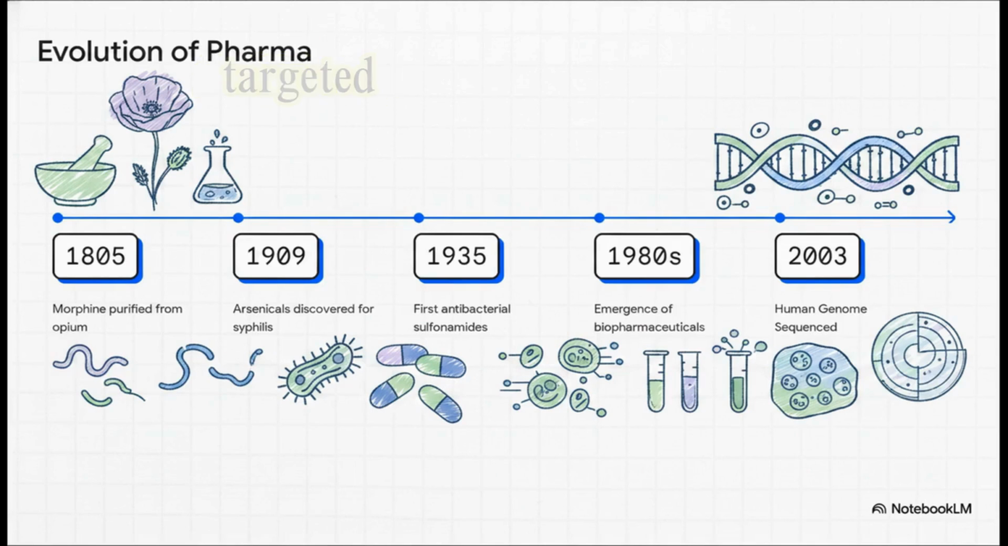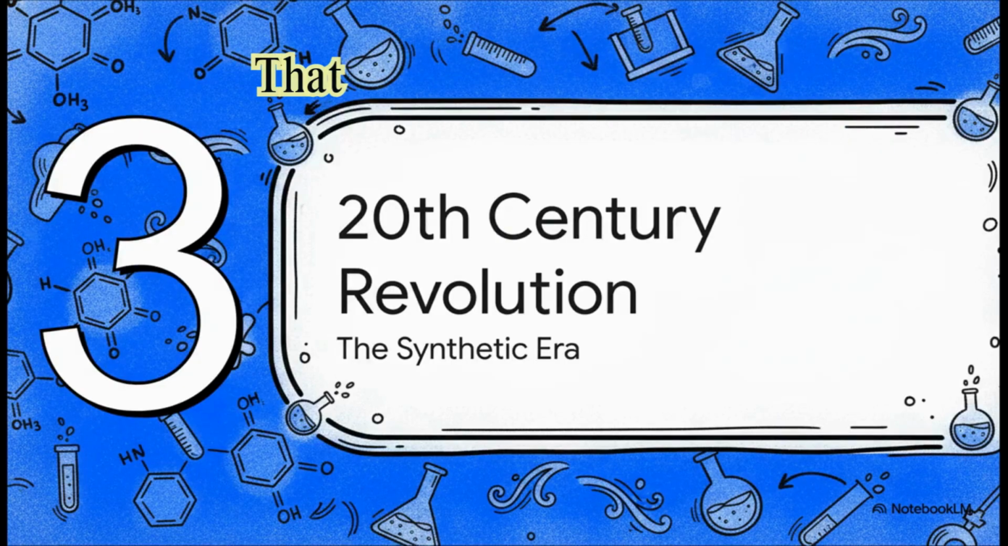By 1909, we had targeted treatments for syphilis. By 1935, we saw the very first antibacterial sulfonamides. And that momentum carried us all the way to the 1980s biotech boom and eventually the sequencing of the human genome in 2003. That brings us nicely to Section 3, the 20th century revolution, also known as the synthetic era.